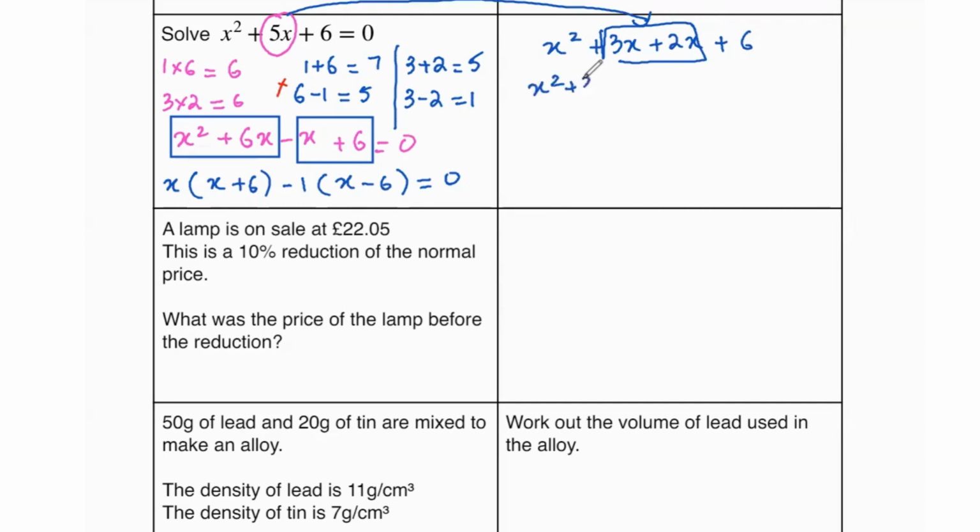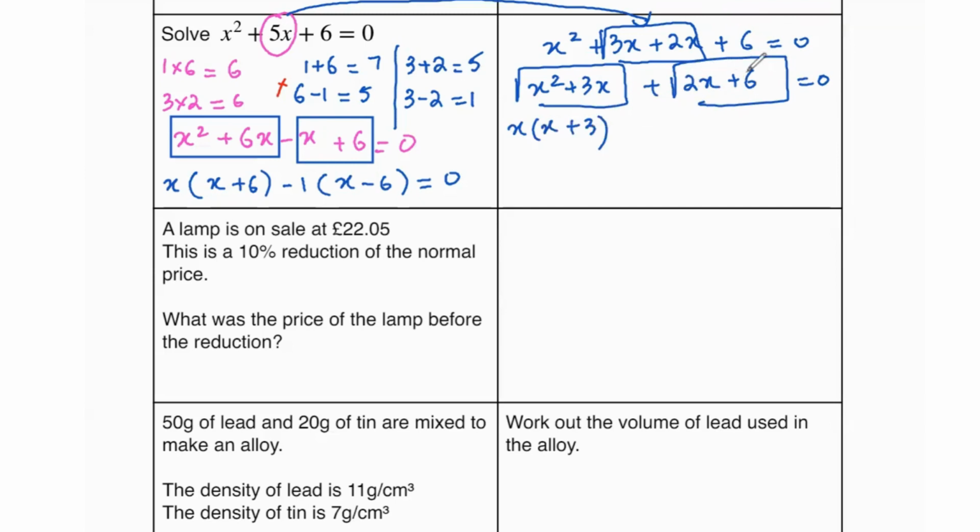x squared plus 3x is one group, and 2x plus 6 is the other group. So between x squared plus 3x, we have x common, so x plus 3. And between 2x plus 6, we have plus 2 common, x plus 3 again in the bracket.